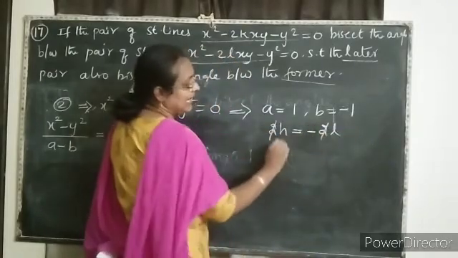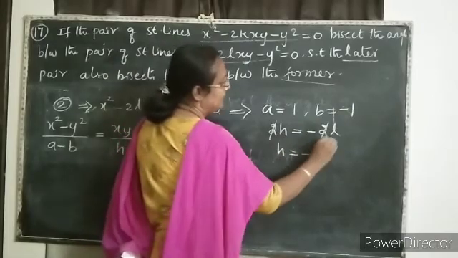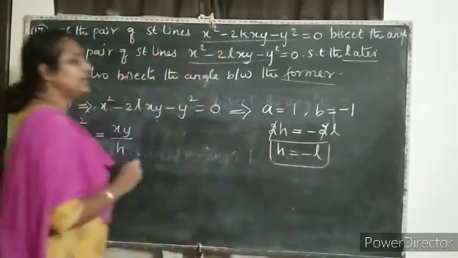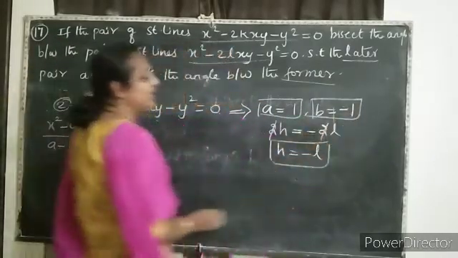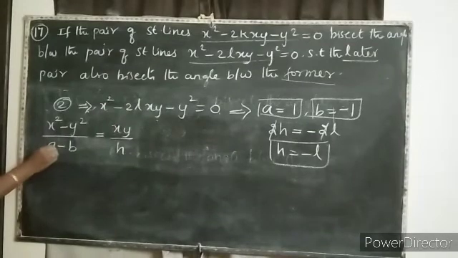2 and 2 is getting cancelled, so h is equal to minus l. Yes or no? So the values are ready now. A value, b value and h value are ready. Now we are going to substitute here.